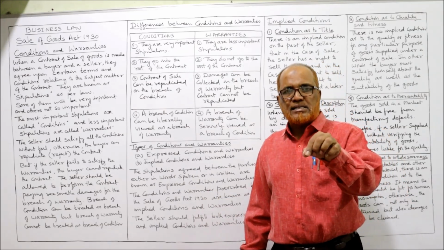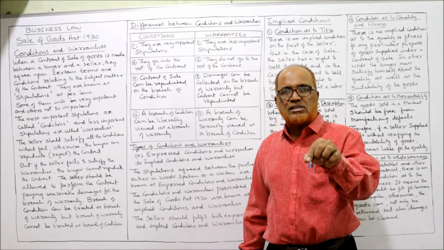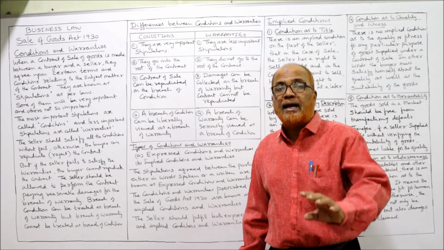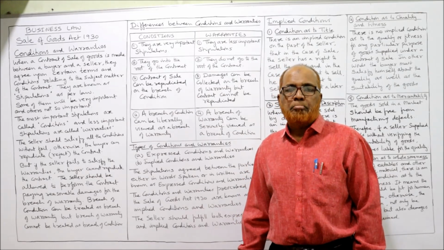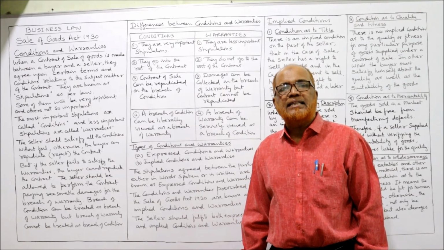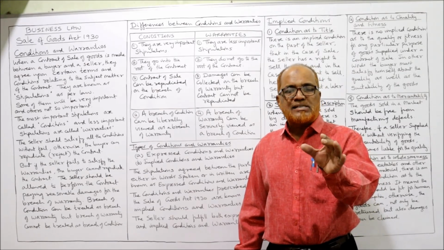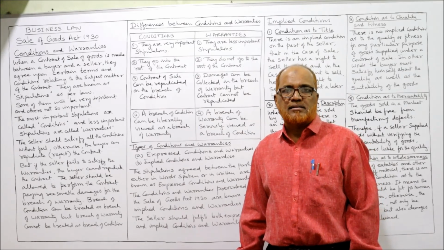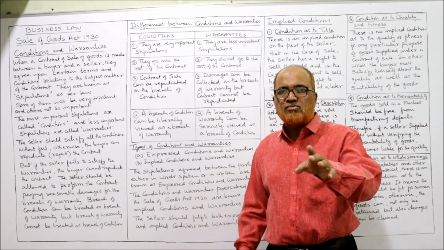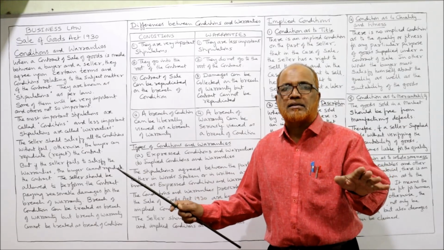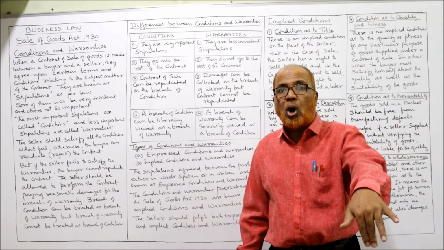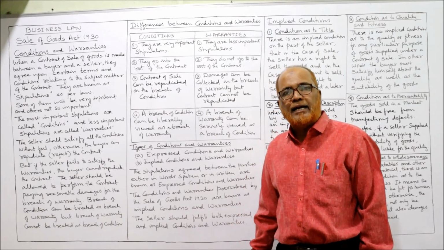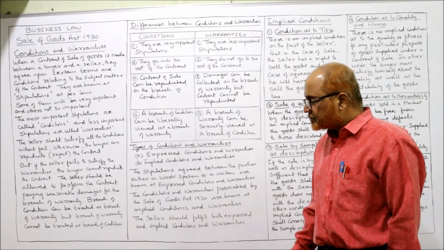Implied conditions. The implied conditions and warranties are those conditions and warranties which are not expressed, but which are applied by the law, by the Sale of Goods Act 1930. The Sale of Goods Act has given some implied conditions and warranties. So those conditions and warranties which are not expressed, but are implemented by the law, are called implied conditions and warranties.